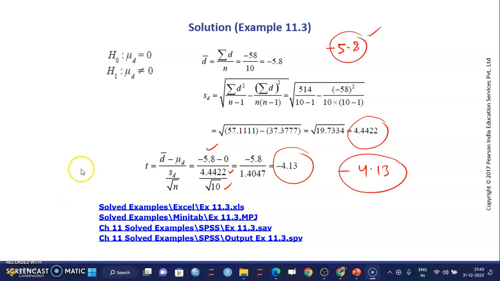Now we will compare this value with our critical value. We'll only compare the absolute numbers. Our value is greater than the critical value: 4.13 is greater than 1.8. So we can reject the null hypothesis and go with the alternate hypothesis, that is the change is not equal to 0. There has been some change. H0 says there is no change. So that's how we interpret this result.